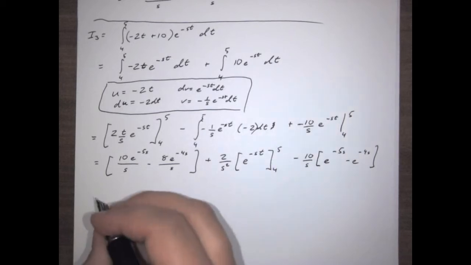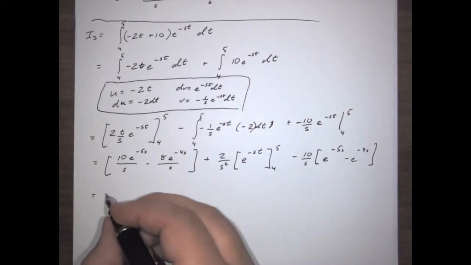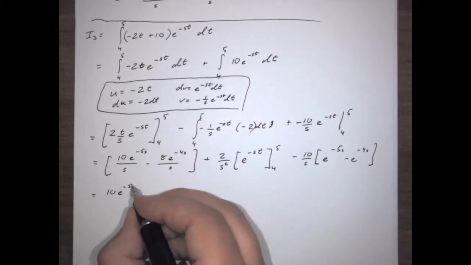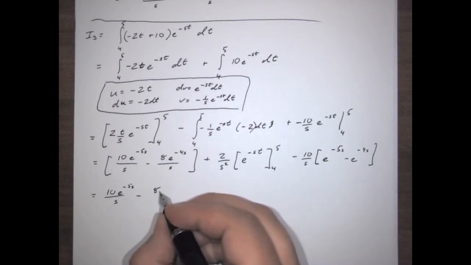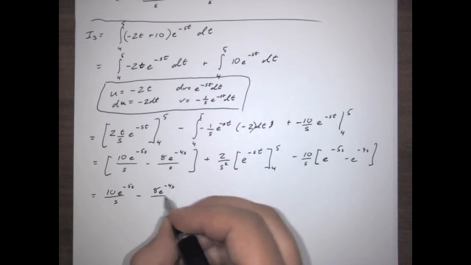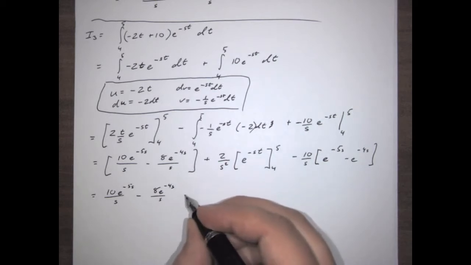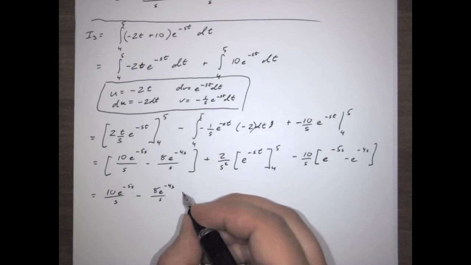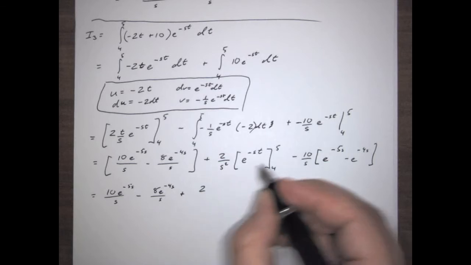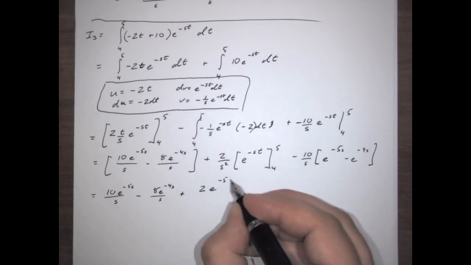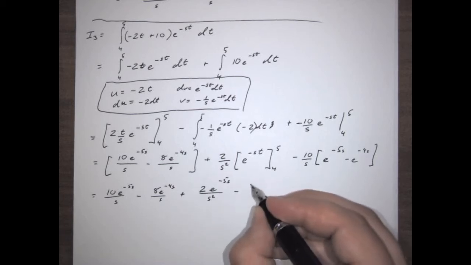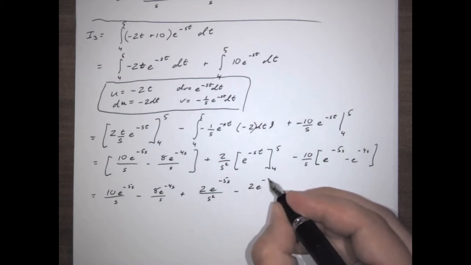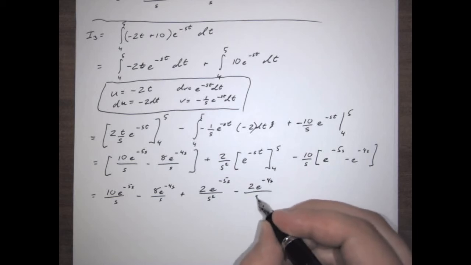Okay, finally things are starting to come together a little bit. So 10 e to the negative 5s over s minus 8 e to the negative 4s over s. Here, when we put in, we're going to have plus 2 e to the negative 5s over s squared minus 2 e to the negative 4s over s squared.